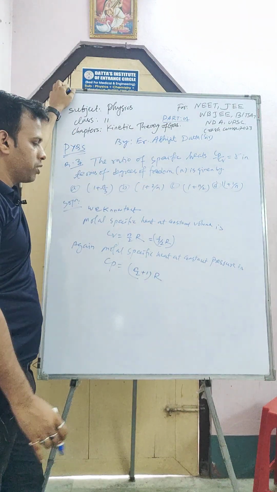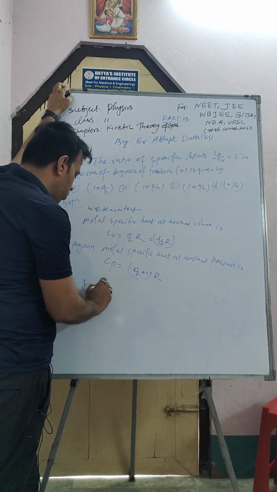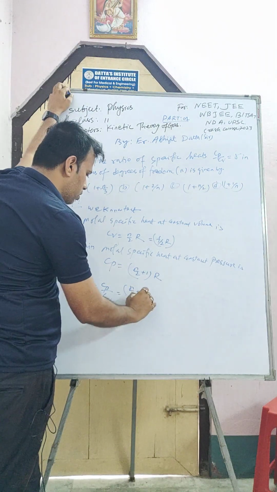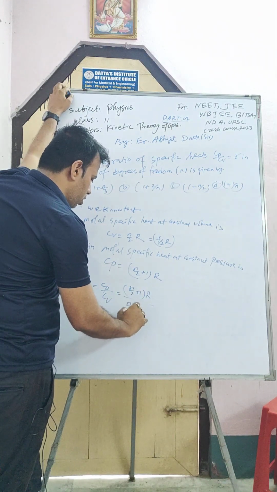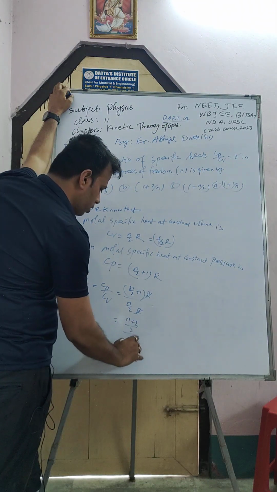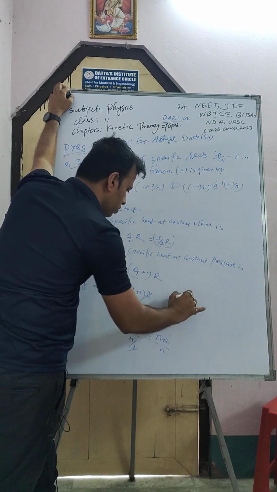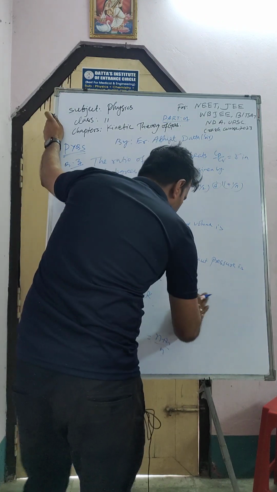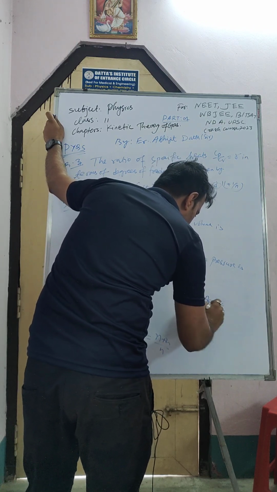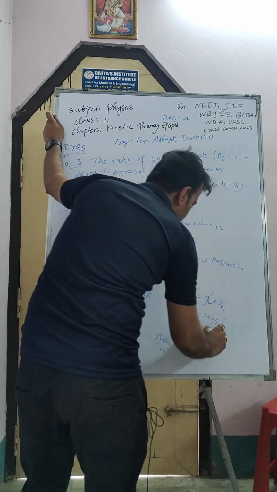Cp equal to n by 2 plus 1 into R. So now gamma equal to Cp by Cv. We put the value: (n by 2 plus 1) R over (n by 2) R. R will be cancelled, so it will be (n plus 2) by 2 over n by 2. 2 will be cancelled, so n plus 2 by n. So gamma will be 1 plus 2 by n. So 1 plus 2 by n will be the answer.